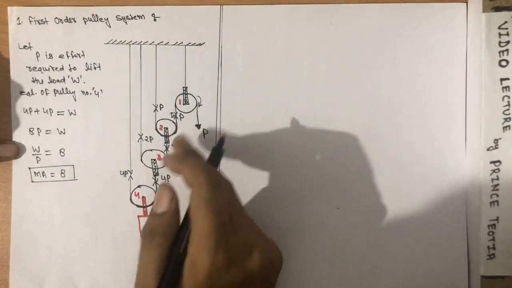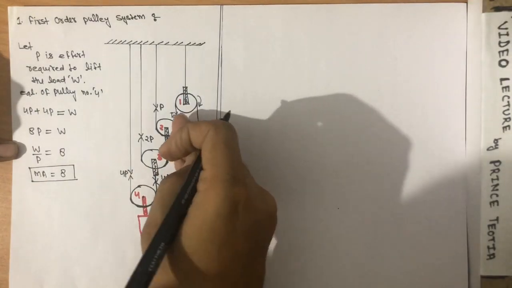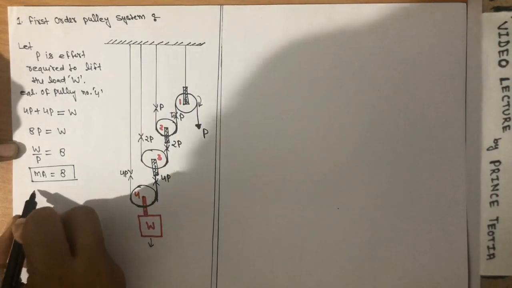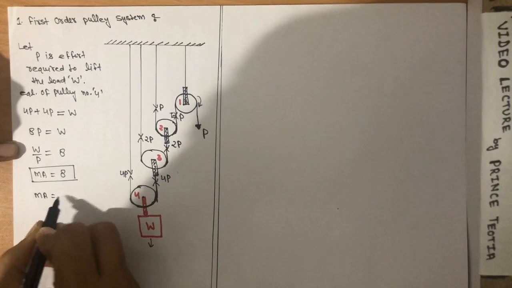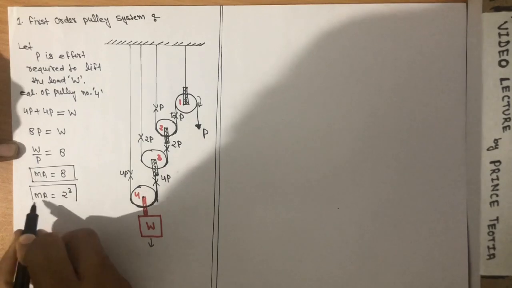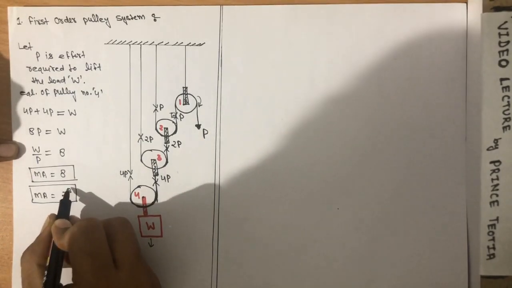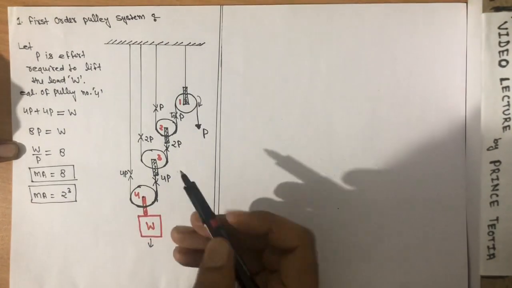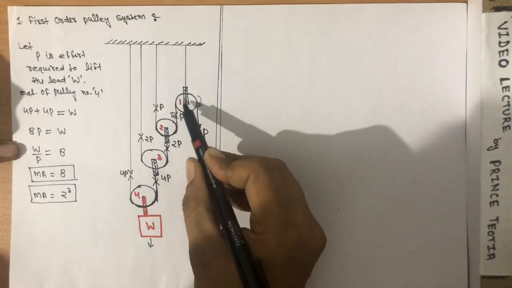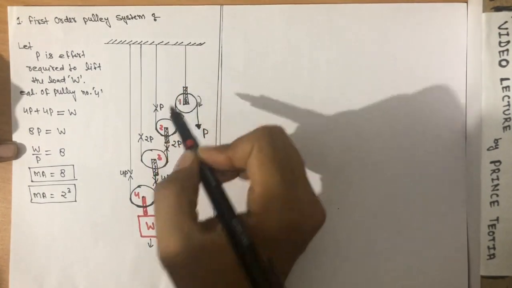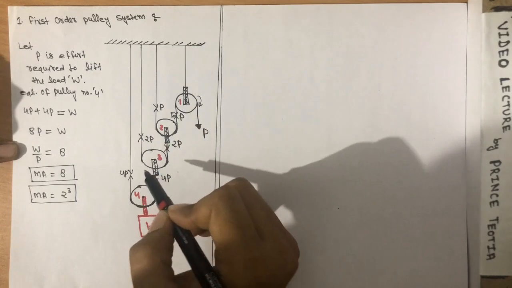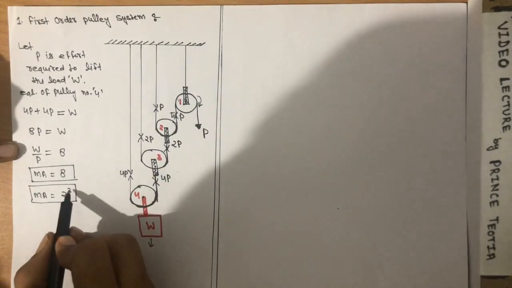For this condition, the mechanical advantage will depend on the number of pulleys. For this system, if we increase the number of pulleys, then it will change. So the mechanical advantage will be 2^3. So look at the number 3. We can conclude that for this system, the number of movable pulleys in this system, this is the fixed pulley, only this pulley, this, this, and this, meaning 1, 2, 3. 3 pulleys can move in upward and downward direction. So this number is 3.